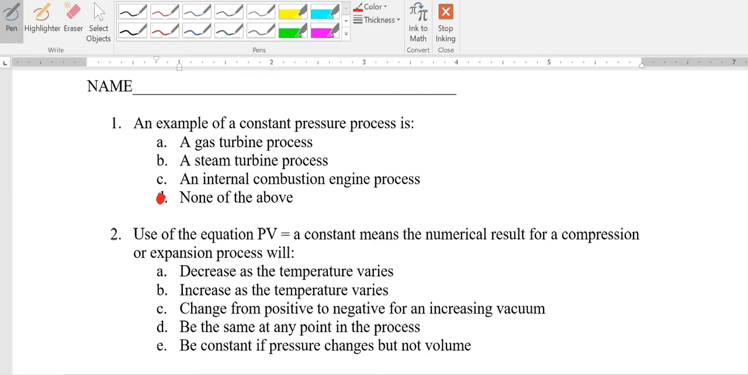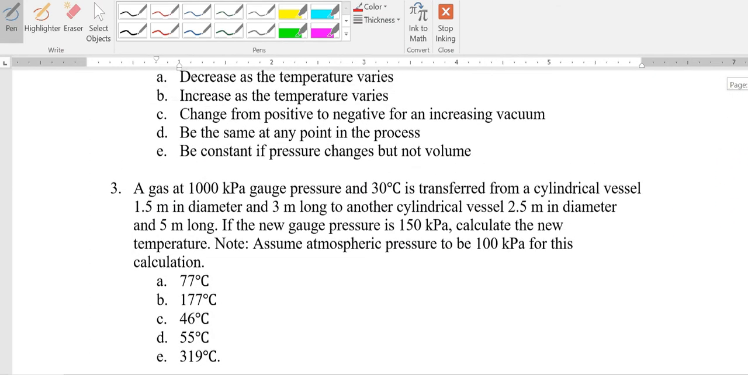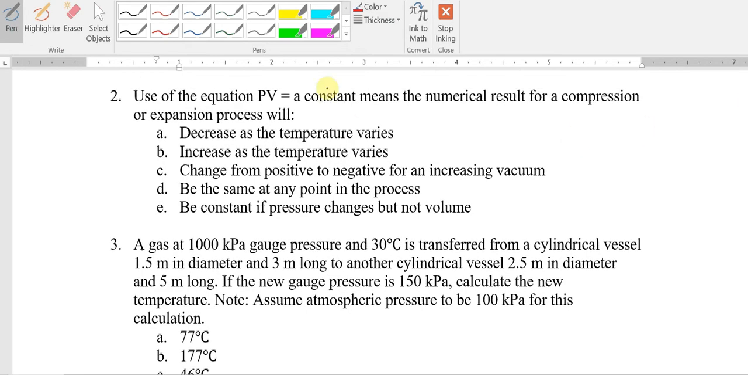The use of the equation PV equals a constant means numerical results for compression or expansion process will be, well, they won't decrease, that's not constant. They won't increase, that's not constant. They won't change, that's not constant. Will be the same at any point in the process. That's the only one of those answers that matches the requirement for constant.